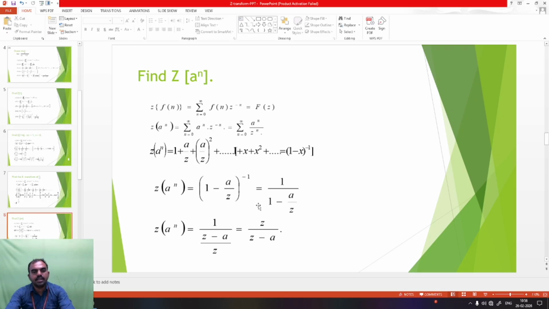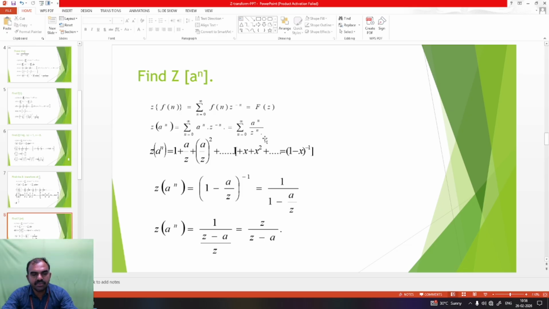Next, we want to find z of a power n. So z of f of n is the summation of n equal to 0 to infinity f of n z power minus n, that is f of z. So what is our f of n here? A power n. So a power n times z power minus n. So summation of n equal to 0 to infinity a power n z power minus n, the z power goes to the denominator as z power plus n. Now apply n value 0. So anything power 0 is 1. Denominator is also anything power 0 is 1. So 1 plus, next n value 1. So a power 1 by z power 1, so a by z. Next n value 2. A square by z square, we write a by z the whole square, and so on.